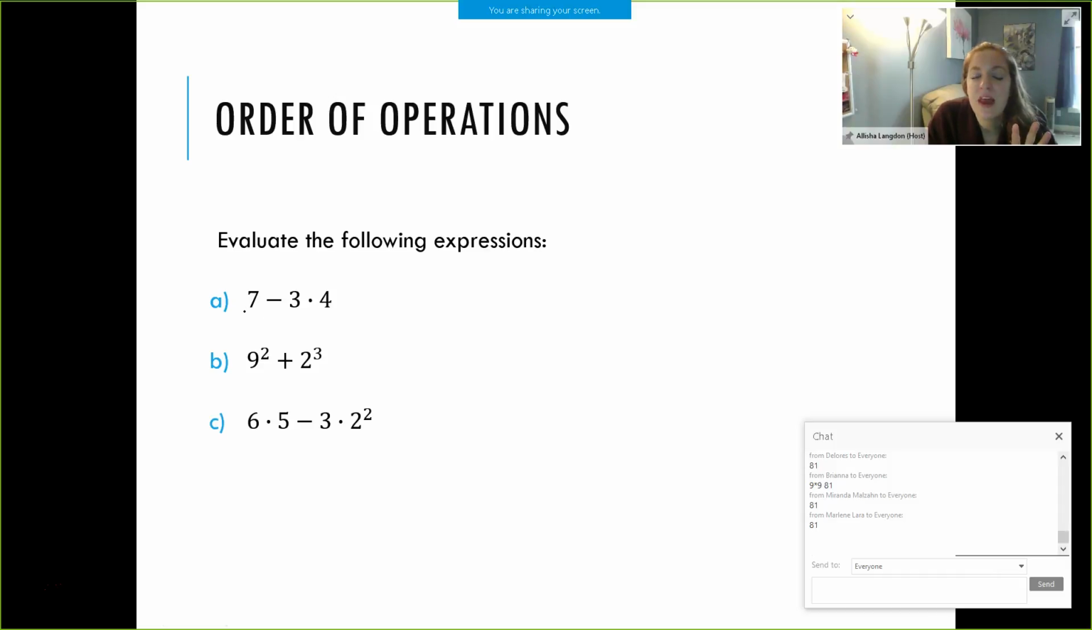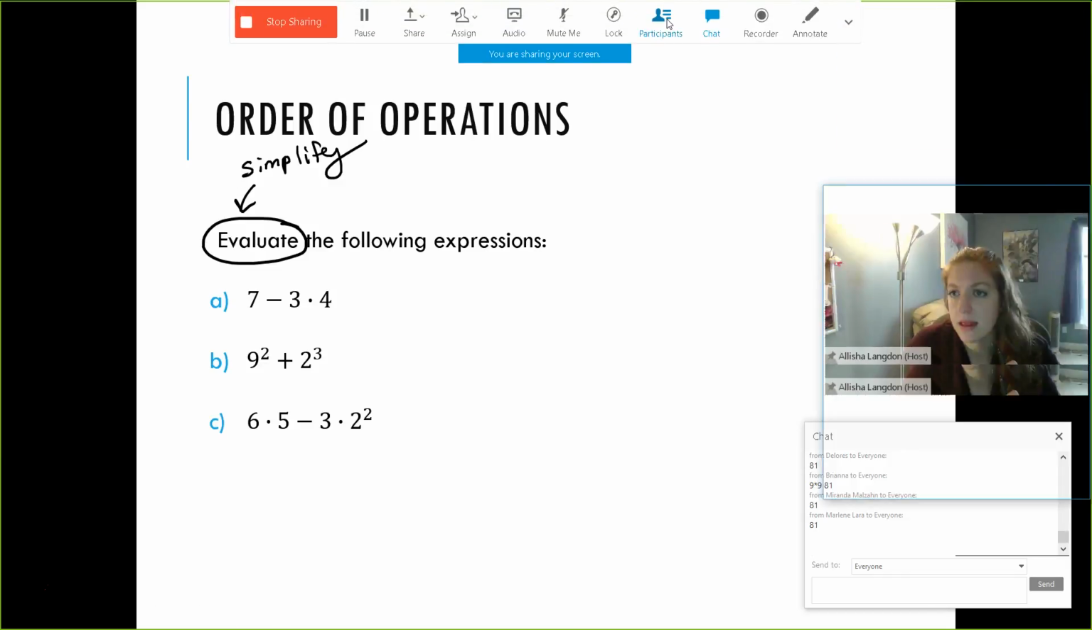Okay, so we're going to go ahead and evaluate the following expressions. When I say evaluate here, I just mean simplify, or in other words, just get rid of all the operations. So, you know, multiply, subtract, anything like that.